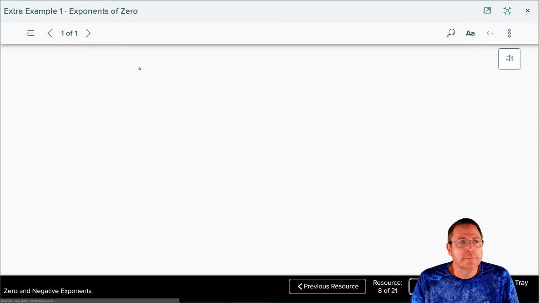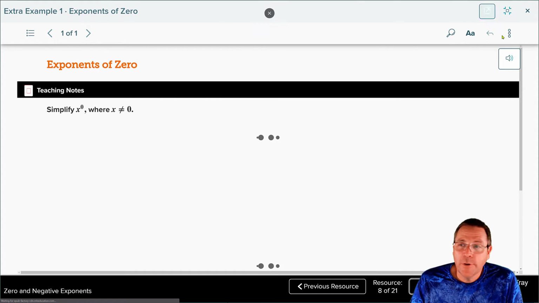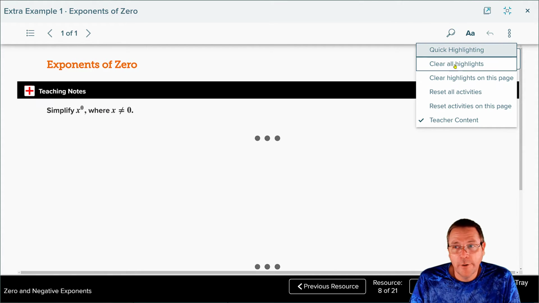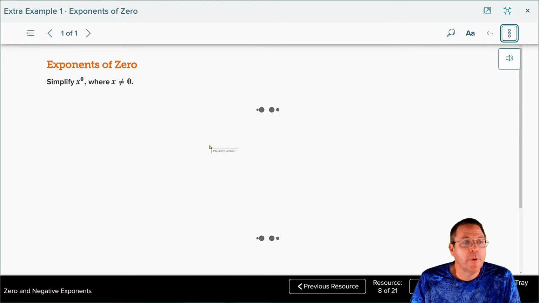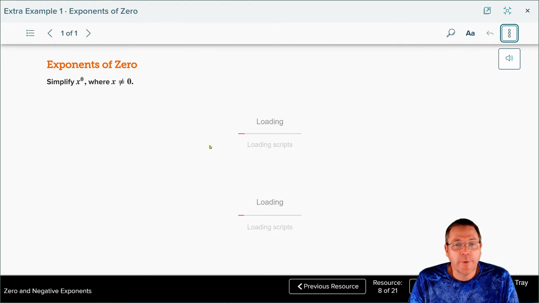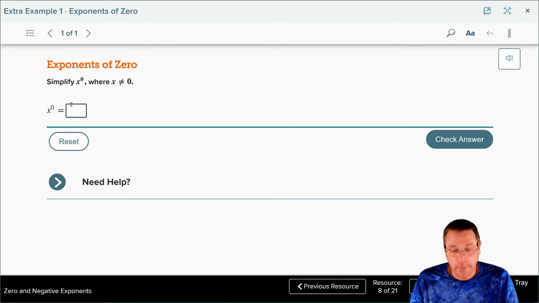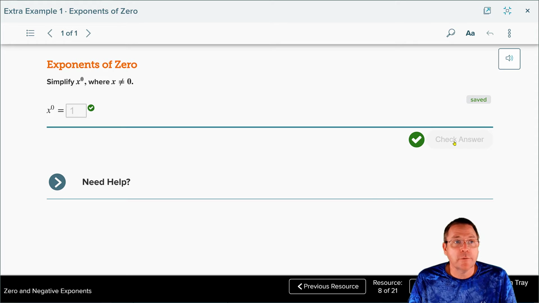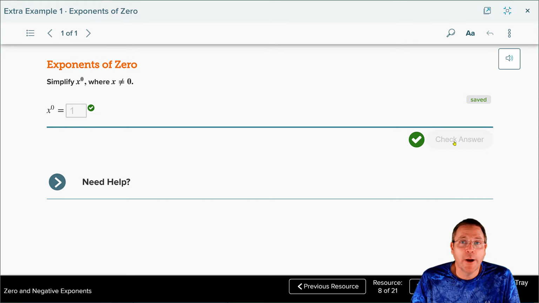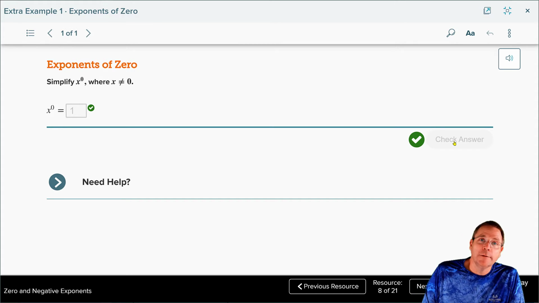Keep going. And now it's going to be your turn, and I'm thinking this is so easy, I'm not going to make you pause the video. x to the 0th power, where x is not equal to 0. What is the answer going to be? Anything raised to the 0th power, except for 0, has got to be 1. Check your answer. I'm telling you, I don't know how y'all are going to handle this hard homework tonight.